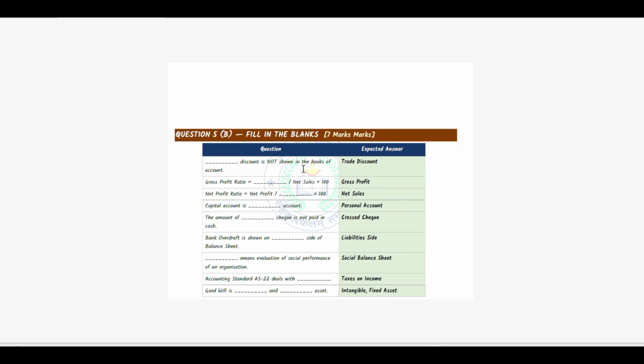Discount is shown in the book of accounts, which is cash discount; trade discount is not shown actually. Trade discount is not shown in the account. Gross profit ratio is equal to gross profit divided by net sales into 100. Net profit ratio is equal to net profit divided by net sales into 100.